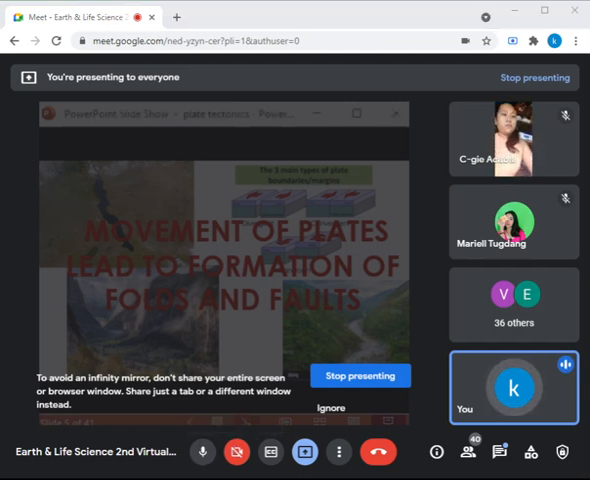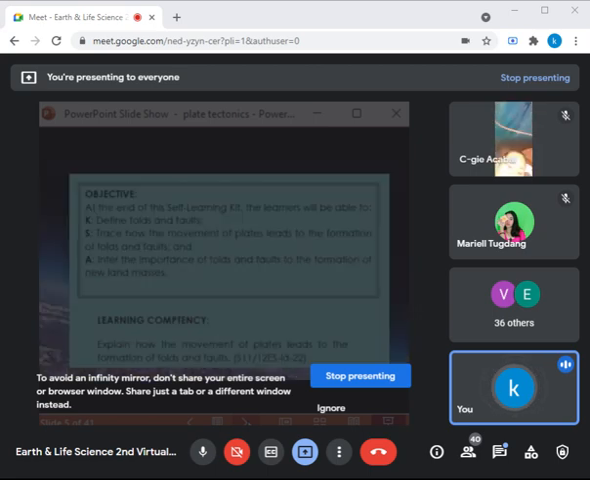So these are the objectives for this afternoon's lesson. At the end of this lesson, you will be able to define folds and faults, trace how the movement of plates leads to the formation of folds and faults, and infer the importance of folds and faults to the formation of new land masses.